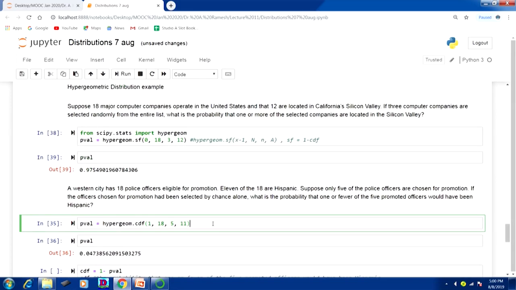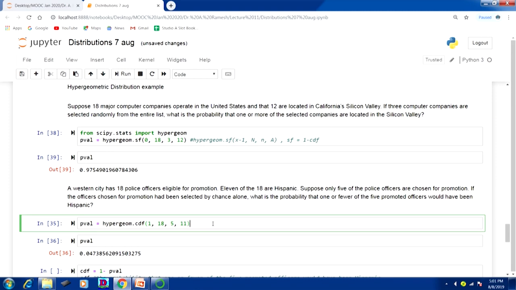We will see another example. A western city has 18 police officers eligible for promotion, 11 of 18 are Hispanic. Suppose only 5 of the police officers are chosen for promotion. If the officers chosen for promotion had been selected by chance alone, what is the probability that one or fewer of the 5 promoted officers would have been Hispanic? So, what we need to note here is "one or fewer".